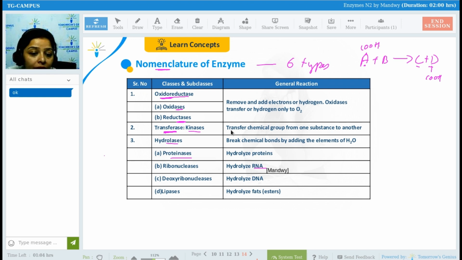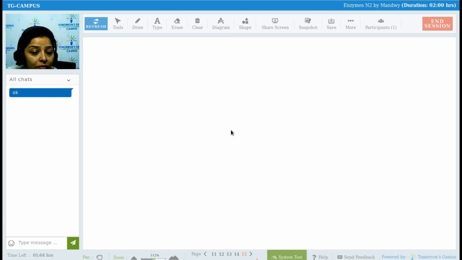Hydrolyzing the RNA, then ribonucleases. Hydrolyzing DNA means deoxyribonucleases. Hydrolyzing the fat, lipases. So basically here we are not only adding the water molecule, but by adding the water molecule we are breaking, digesting the substance. So by adding the water we are digesting the protein. By adding the water we are digesting the RNA. By adding the water, we are digesting the DNA. By adding the water, we are digesting fat. Clear?